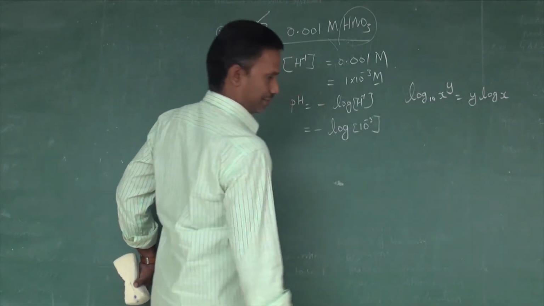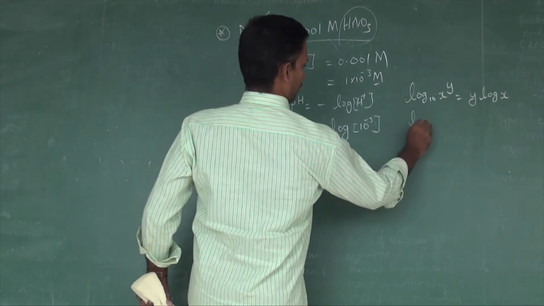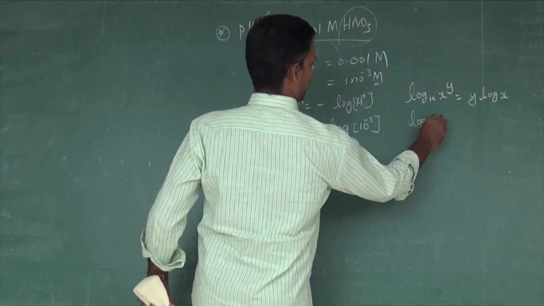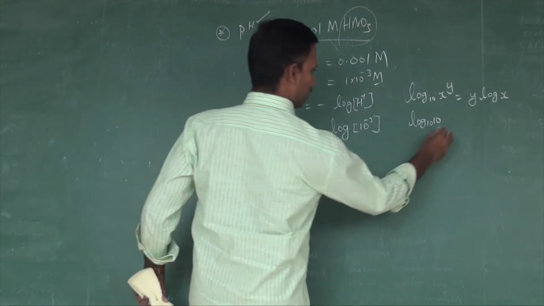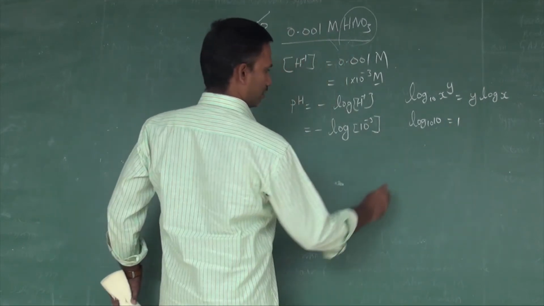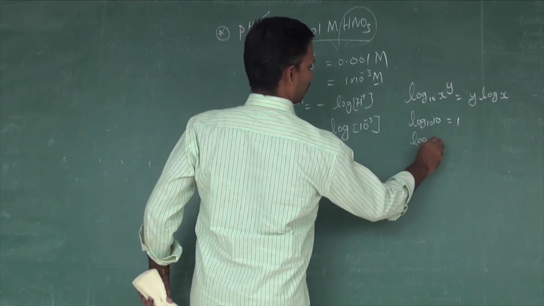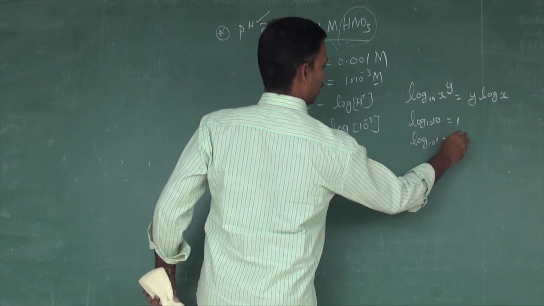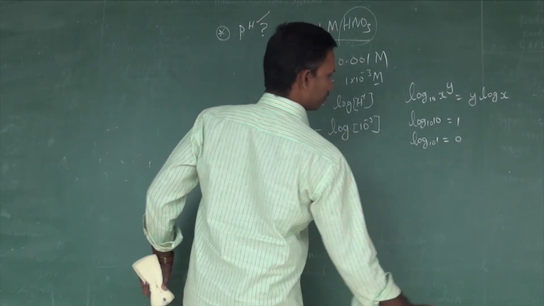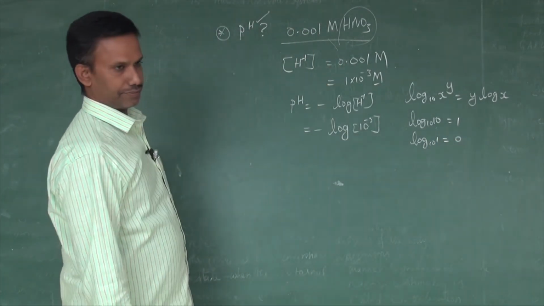y log x. Then log 10 base 10 equals 1, and log 1 equals 0. That you have to remember.